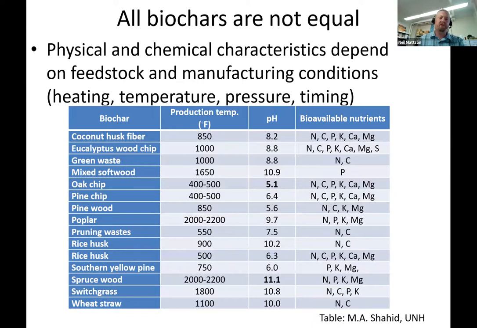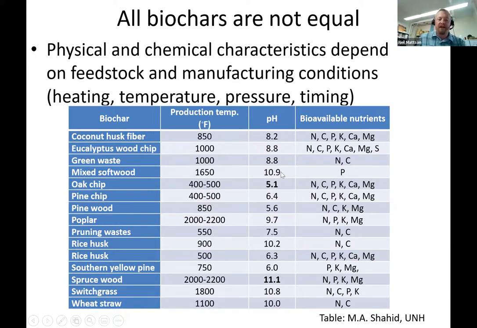As I'm sure you've learned all about in the last 2 sessions, all biochars are not equal, and they have various physical and chemical characteristics depending on the feedstock and the manufacturing conditions. Those conditions depend on things like the heating time, the temperature, and the pressure that the feedstock undergoes. Here's an example of many different feedstocks that can be used for biochar, the diverse production temperatures that were used, and then the pH and bioavailable nutrients that resulted.